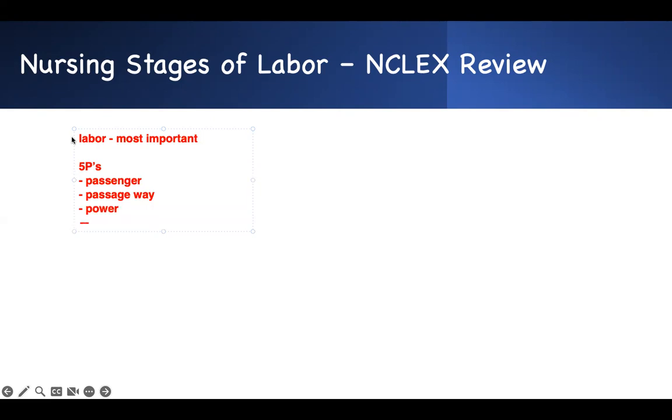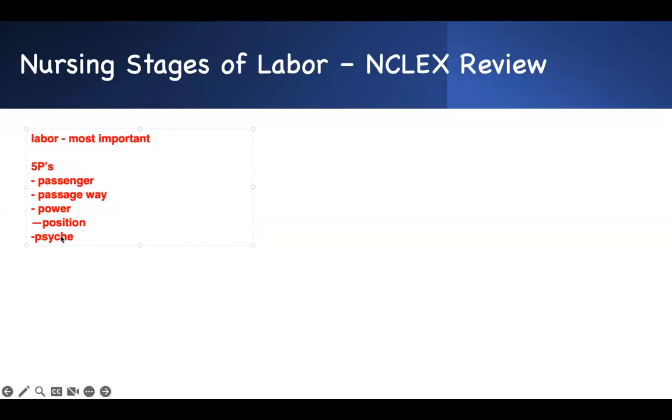And then what is the baby's position? Basic baby position, presentation and position is very important. So what is the position? You have to know that. And then you have to know the psyche of the mother. Is she ready to push? Is he ready to do this? If none of this is favorable, we have a problem. So these are the things I want you to think about as you go through labor. That's why labor is very important. So when they ask you about the 5 P's, these are what they're talking about.